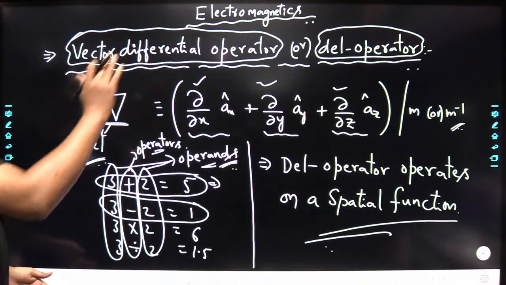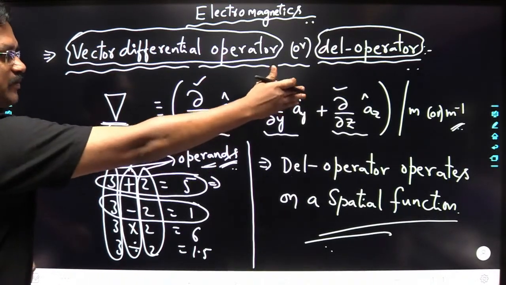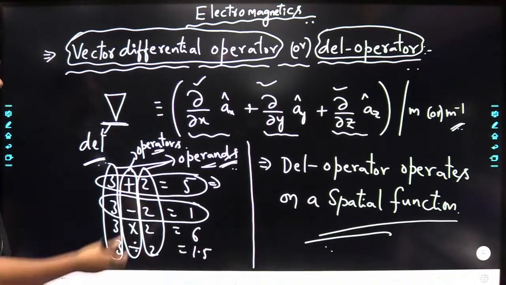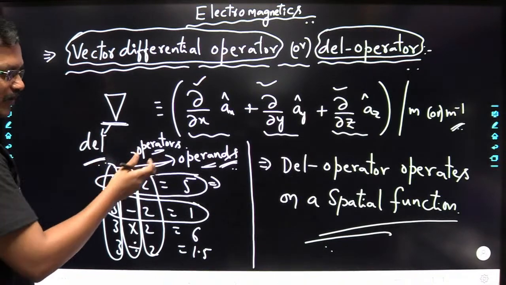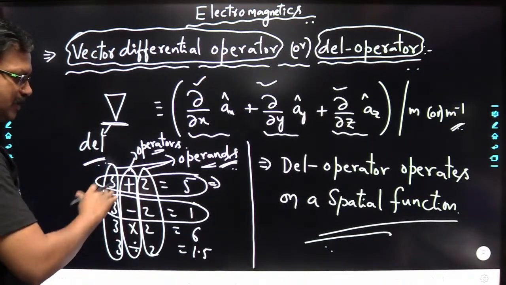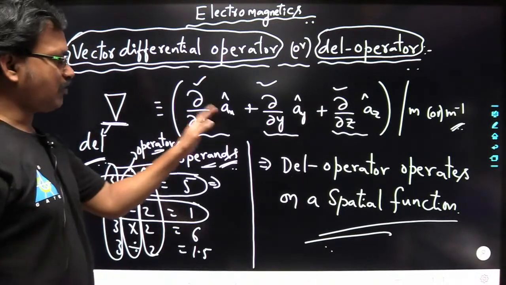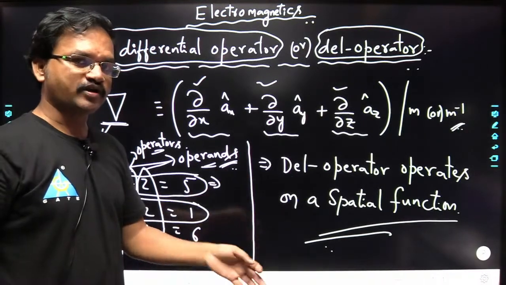So the vector differential operator, or del operator, I have represented mathematically, and its unit is per meter, or meter inverse. I have also explained the purpose of an operator and its operands. The operator itself doesn't have any meaning until it operates on operands. Similarly, our vector differential operator also doesn't have any meaning until it operates on a function.